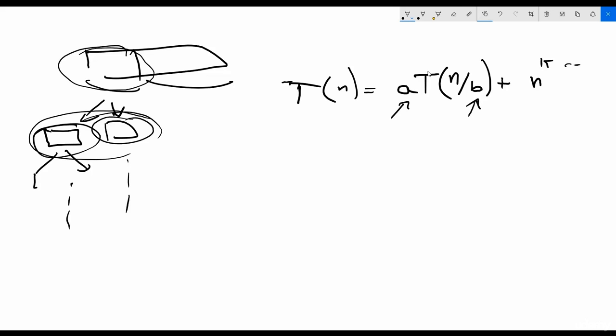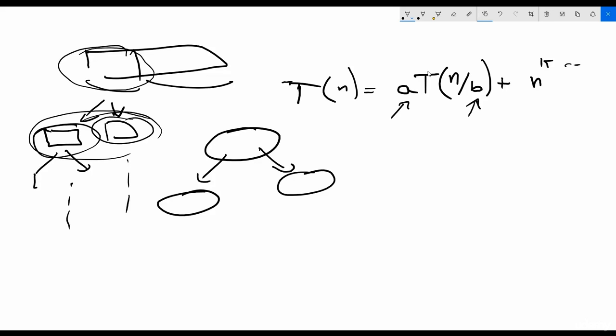Basically, a is the number of subproblems for every call. We know that if we have an array, that array will be divided into two subproblems. So we would have two other arrays, two calls, two recursive calls, okay? So this algorithm makes the first call and then it makes the second call, okay? So this algorithm has a equals 2 because it makes two subproblems. If it were making three recursive calls, then a would be 3. Okay, so a is the number of subproblems, the number of recursive calls.